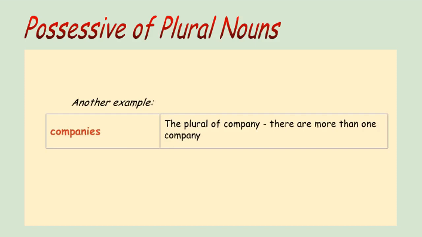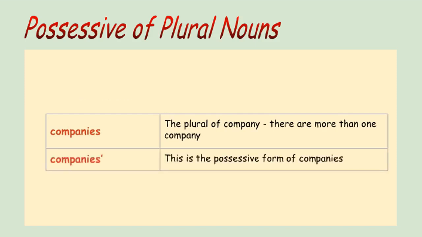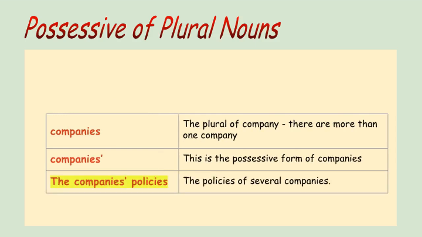Here is another example. Companies is the plural form of the noun company. That means there are more than one company. To form the possessive of companies, we add an apostrophe after the s. The companies' policies. That is telling us that there are several policies of several companies.